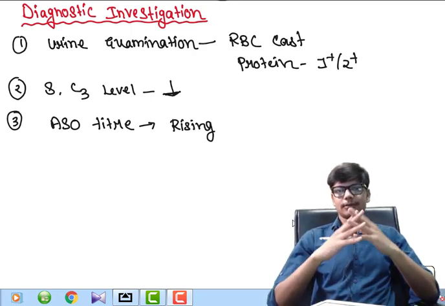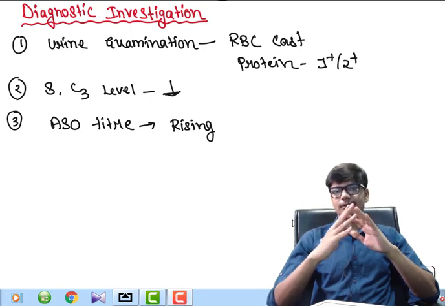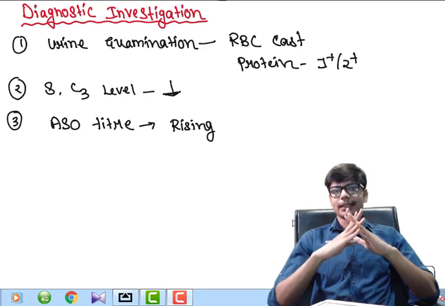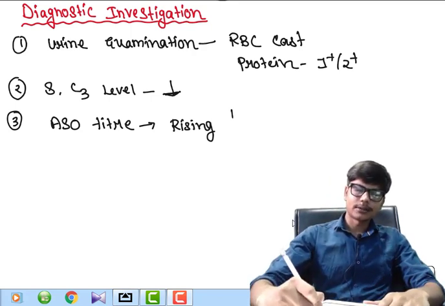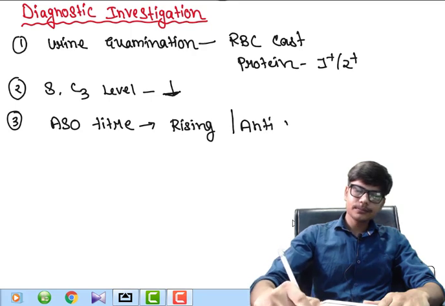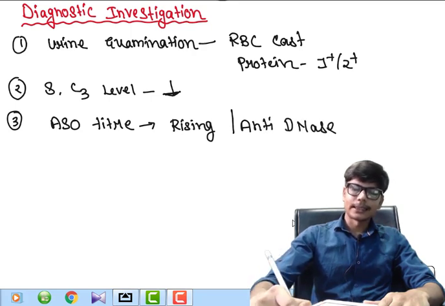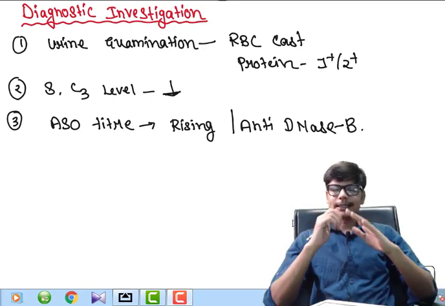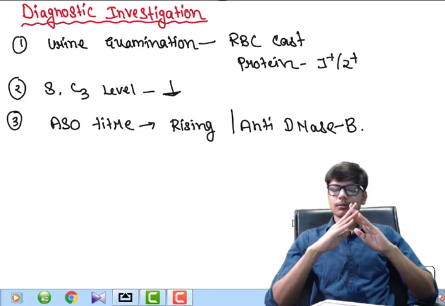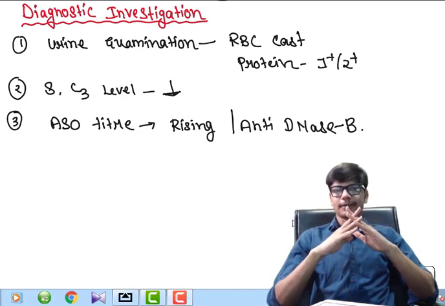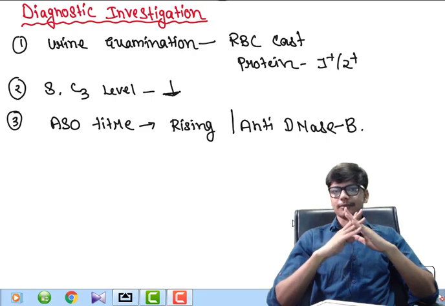Suppose the child has not suffered from sore throat, but has suffered from skin infection, pyoderma, then the ASO titer does not have any significance in diagnosing antecedent skin infection or pyoderma. In this case, we have to do another test known as the anti-DNase-B test. The anti-DNase-B test is specific for skin infection or pyoderma. So we have to consider other causes of nephritic syndrome other than post-streptococcal nephritic syndrome and investigate accordingly.